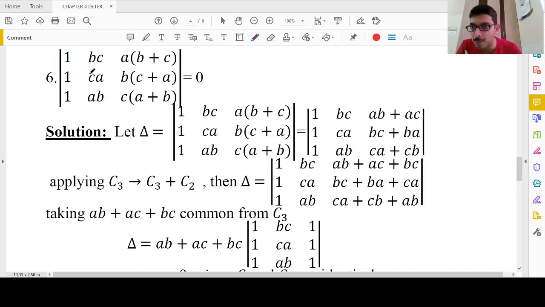So the next problem: the determinant with rows 1, b c, a into b plus c; 1, c a, b into c plus a; 1, a b, c into a plus b equal to 0.